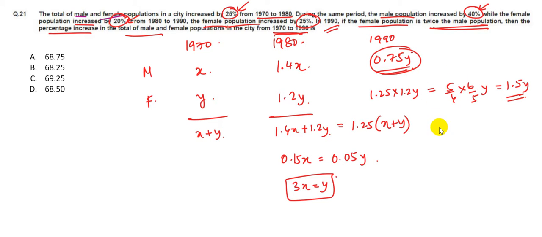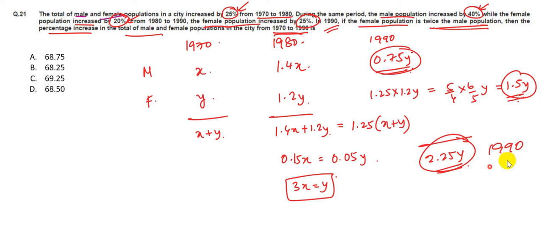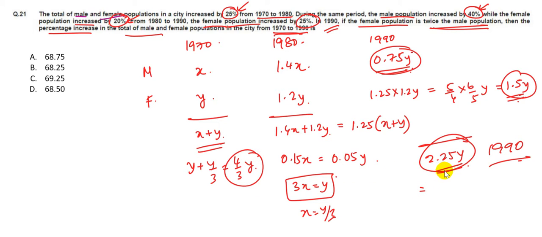So the total population in 1990 will be 0.75y plus 1.5y, that's 2.25y. This is the total population in 1990. And the total population in 1970 was x plus y, where x is y by 3. So this was y plus y by 3, which is 4 by 3 y, and this would be 225 by 100, that's 9 by 4 y.